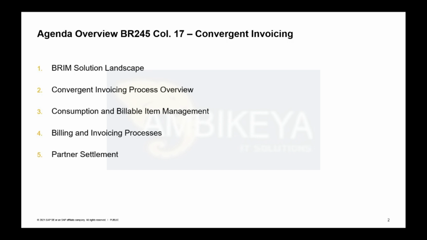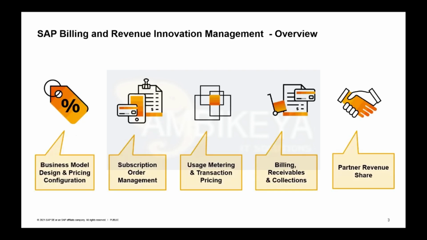I will give you in the fourth part an overview about the billing and invoicing processes. Billing and invoicing are the main processes that we do in convergent invoicing. I've selected point 5, partner settlement, and in the end I have some performance benchmarks for you to give you an overview about the key capabilities of convergent invoicing. So let's start now with a solution landscape overview.